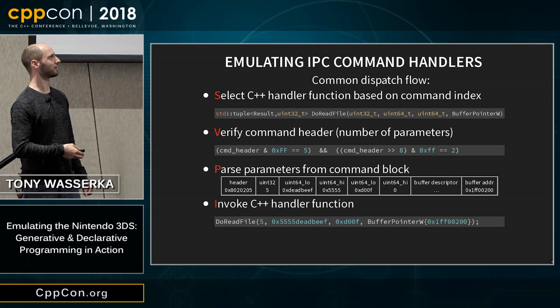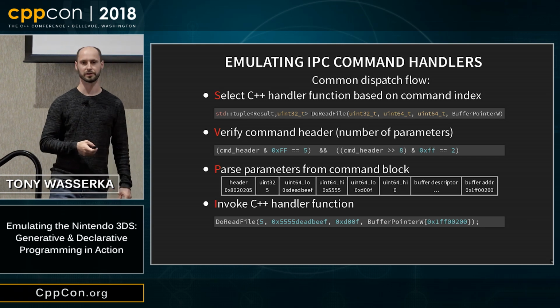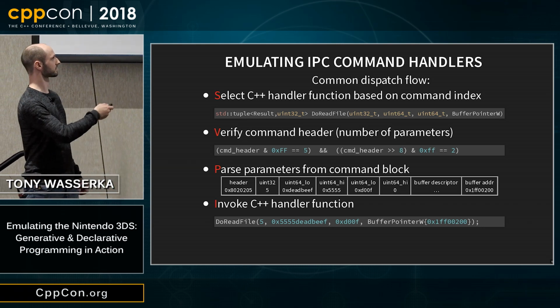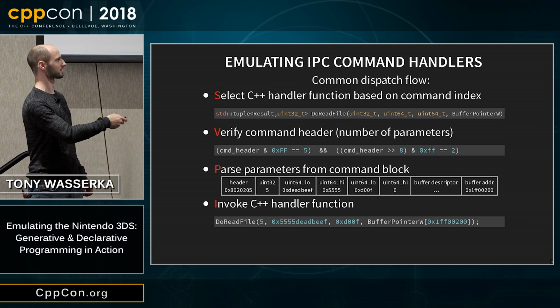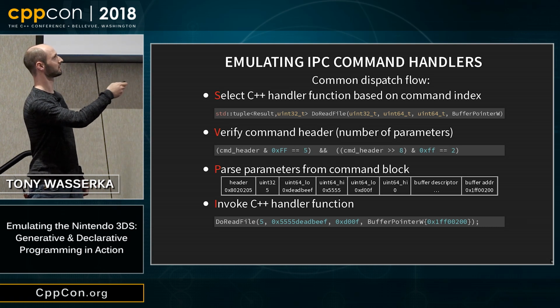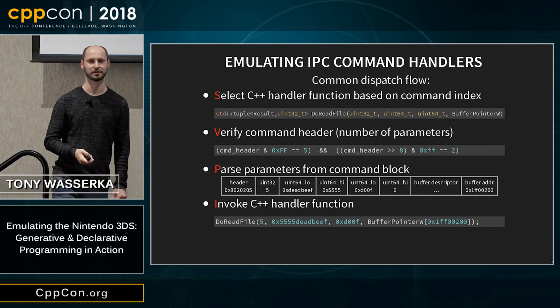And finally, once we've done all of that, we want to invoke the handler that we've originally chosen above. So that's just the C++ function call, basically, just that we somehow need to get our decoded value into the parameter list of this function.